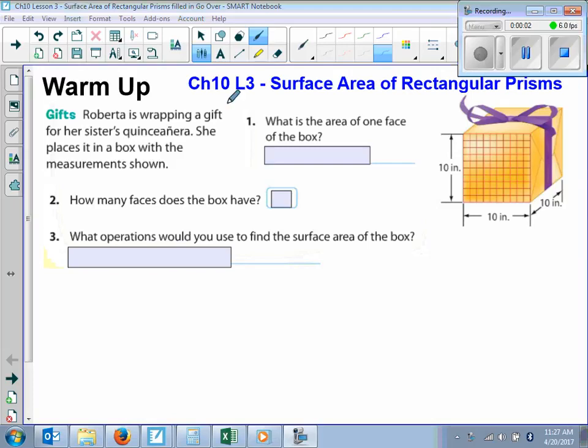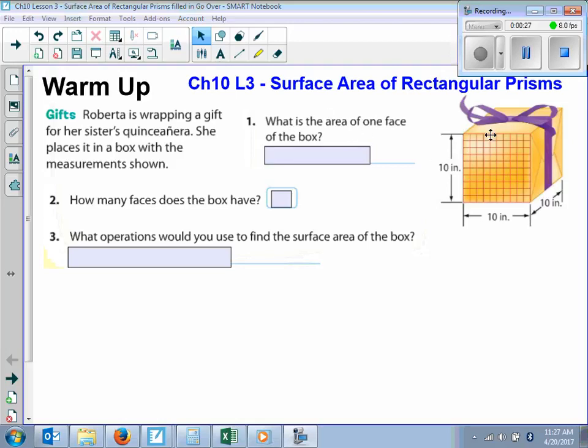So today's lesson is Chapter 10, Lesson 3, and it's surface area of rectangular prisms. Okay, for the first problem, problem 1, it says Roberta is wrapping a gift for her sister's quinceañera. She places it in a box with the measurements shown. Number 1 says, what is the area of one face of the box?